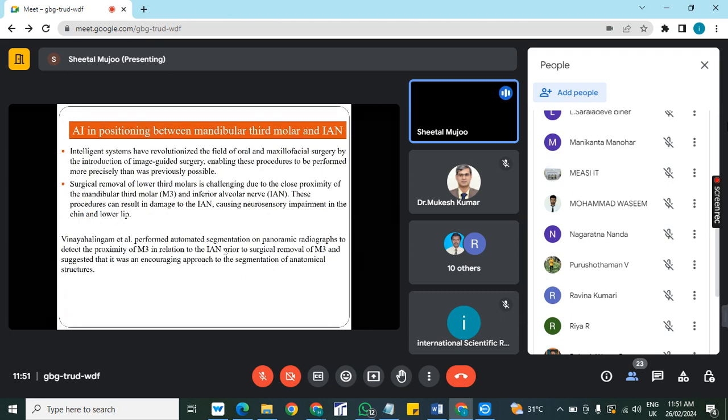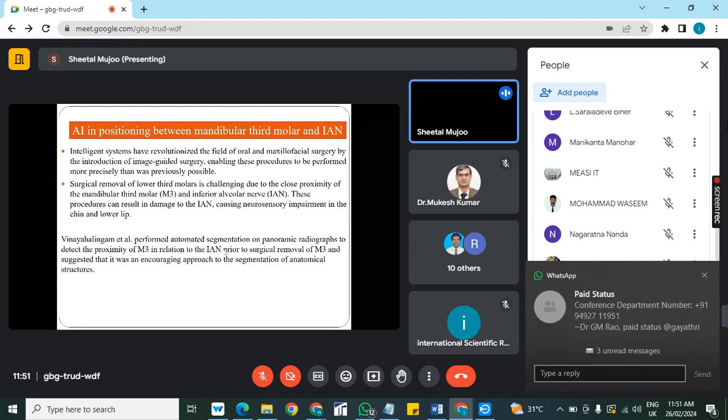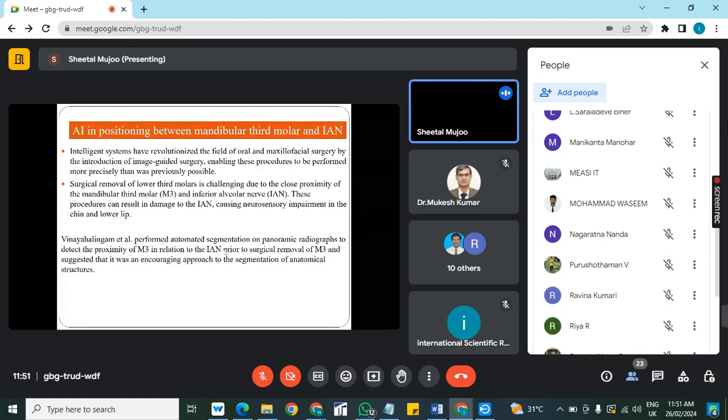Because of this, Vinayalingam et al. performed automated segmentation on panoramic radiographs to detect the proximity of the M3, the third molar, in relation to the inferior alveolar nerve before surgical removal, and suggested it was an encouraging approach to the segmentation of anatomical structures. Usually we take a panoramic radiograph before any kind of third molar extraction. But if we have any doubt, we go for CT or CBCT to see the distance between the inferior alveolar canal and the third molar, right?